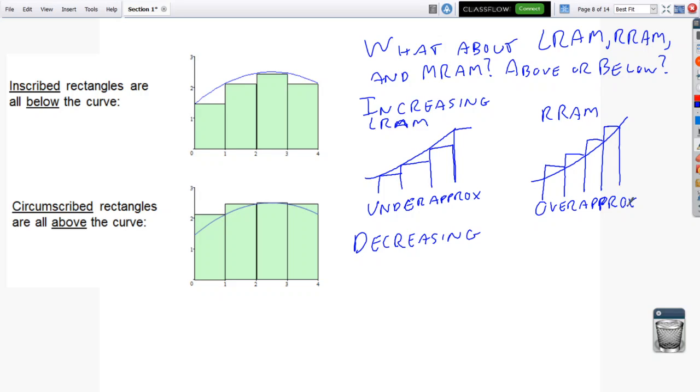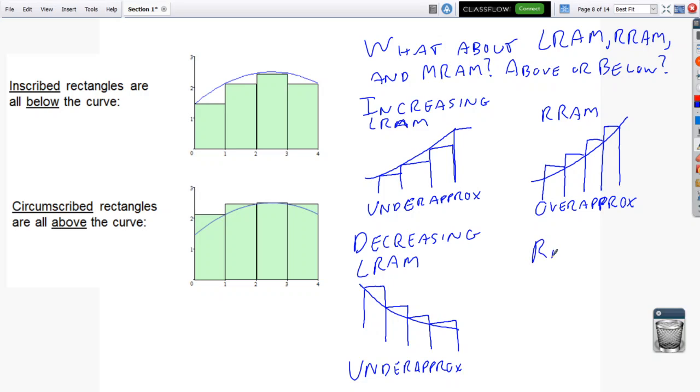The reverse works when the function is decreasing. If we are using an LRAM on a decreasing function, again, decreasing looks like it goes down. LRAM is going to look like this, left endpoints determining our rectangles. So if the function is decreasing, an LRAM is an under approximation. If the function is decreasing and you're using an RRAM, again, we're determining off of the right endpoints. So you will have an under approximation.